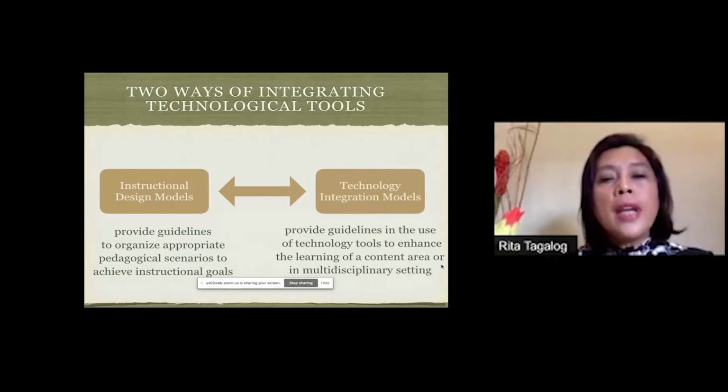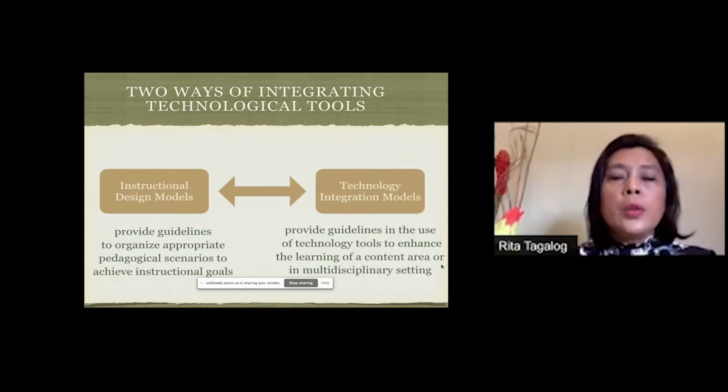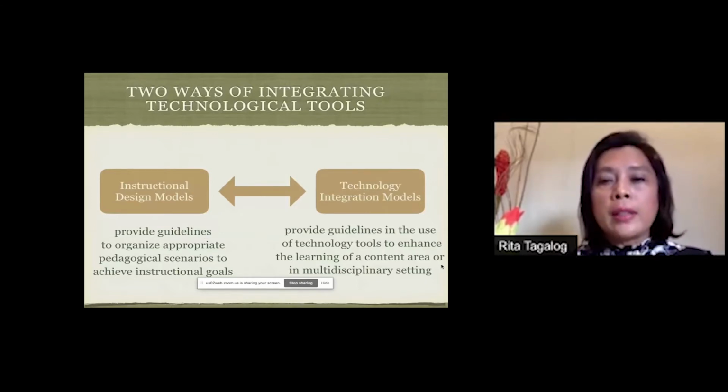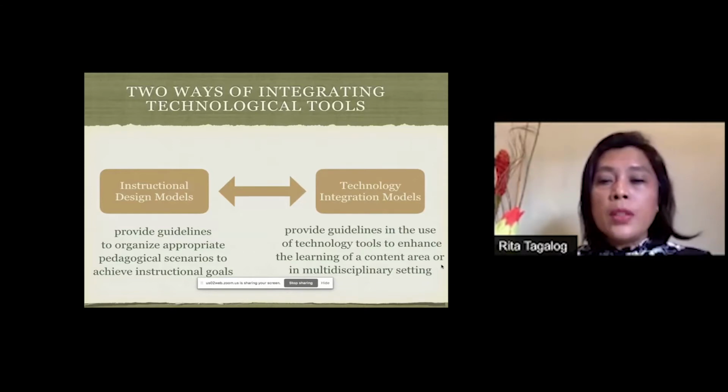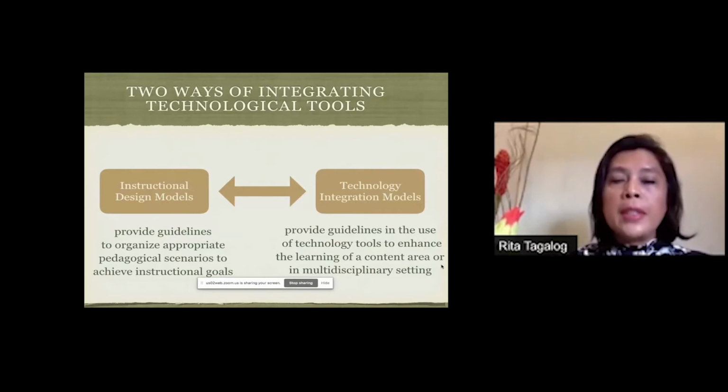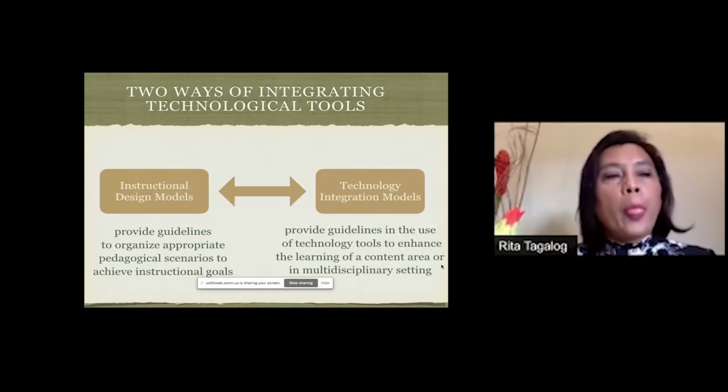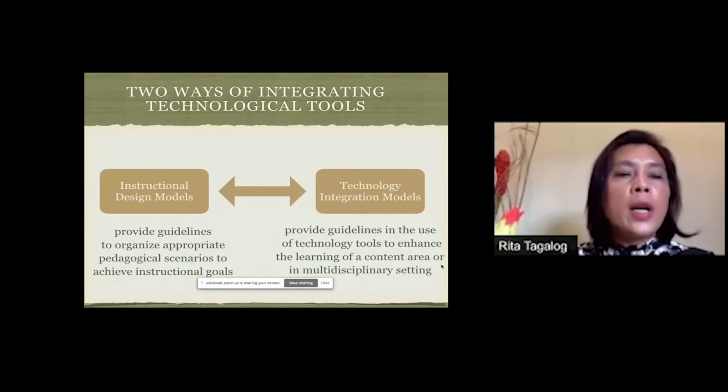On the other hand, we have also the option to integrate cultural icons in technology integration models. This is focused on the integration or the utilization of technology in a particular teaching learning process. So this model provides guidelines in the use of technology tools to enhance the learning of a content area or in a multidisciplinary setting. So we will discuss how to apply this, integrating the cultural icons of the Philippines.